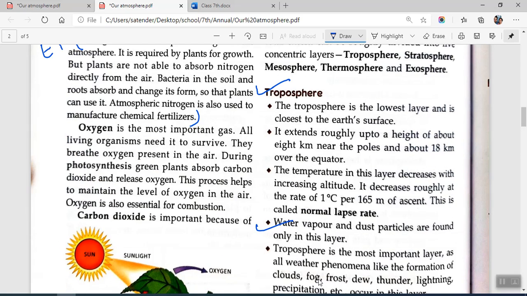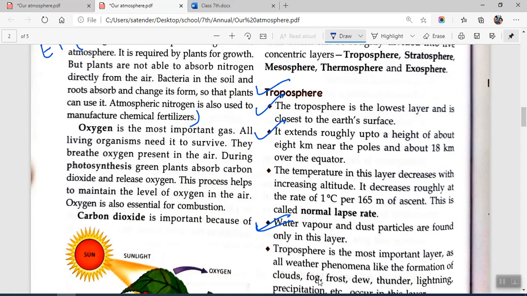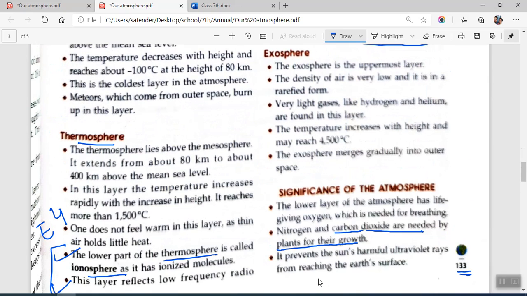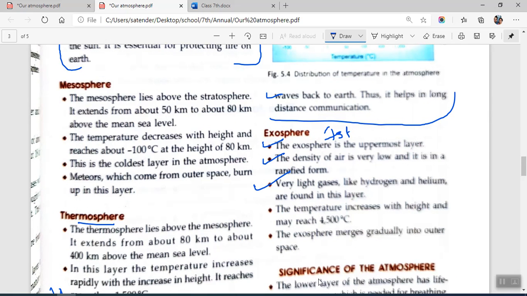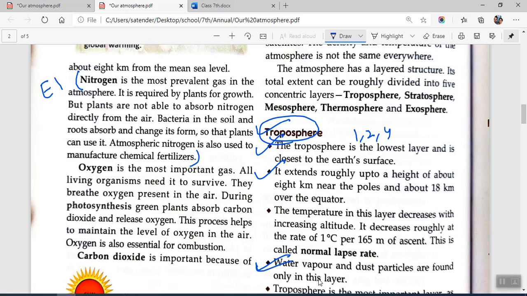So what you will be doing is, I'll give you 3 points from this and 3 points from that. First point is this, roughly extends to a height of that much, and third is this point. So you'll be writing first point, second point, and fourth point. First, second, and fourth in case of troposphere, and in case of exosphere, you will be writing first and second, and gradually into outer space. What you can do? First 3 points. So in case of exosphere, you will be writing first three, and in case of troposphere, you will be writing first, second, and fourth.